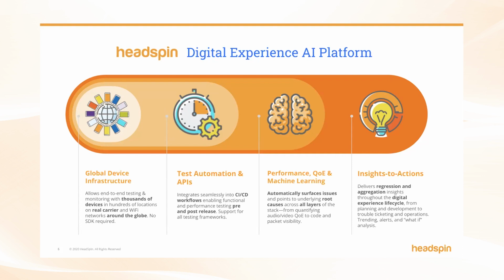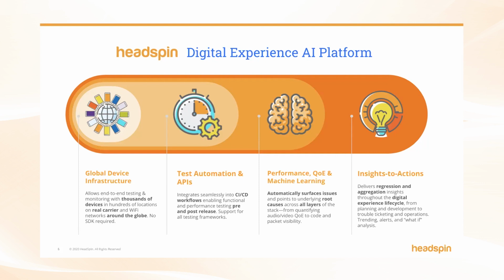The first is our global device infrastructure, through which you'll be able to access hundreds of real devices to test and monitor your customer experiences end-to-end on actual carrier and Wi-Fi networks. We currently have a presence in over 50 countries and 100 different locations globally. The second pillar is where you have test automation and support for essentially all testing frameworks. We have native integrations with the likes of Appium and Selenium, and that allows for seamless integration into your CI/CD workflows and enabling functional and performance testing for both pre- as well as post-release.